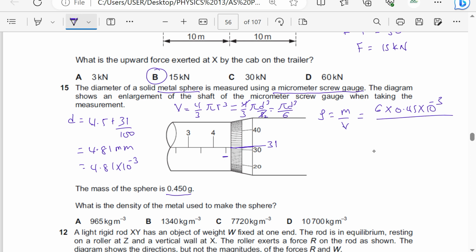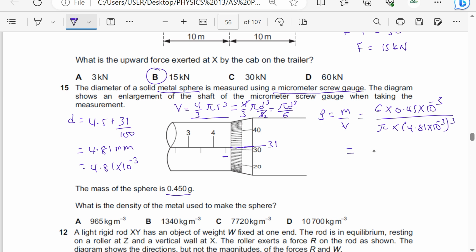Remember, the volume is pi d squared over 6, and the 6 has gone up when I divide. So in the denominator, I only have pi times diameter, which is going to be 4.81 times 10 to the power minus 3. This is raised to power 3. If it is hard for you to use this expression, where d is diameter and the radius is d over 2, you can just divide the diameter by 2 and substitute in this expression here.